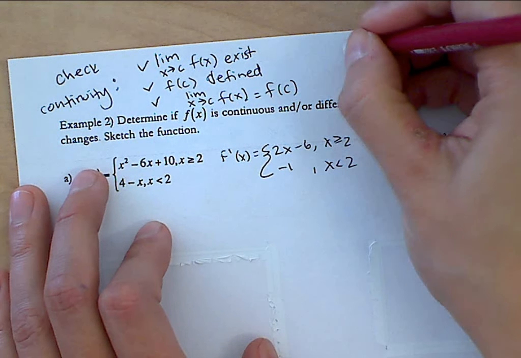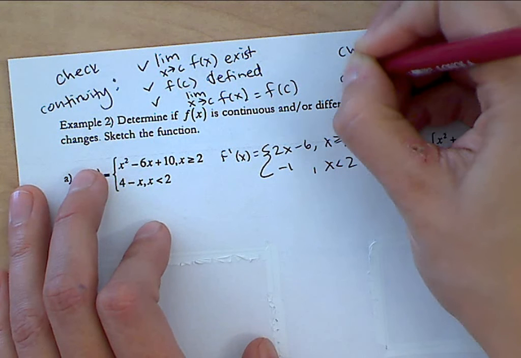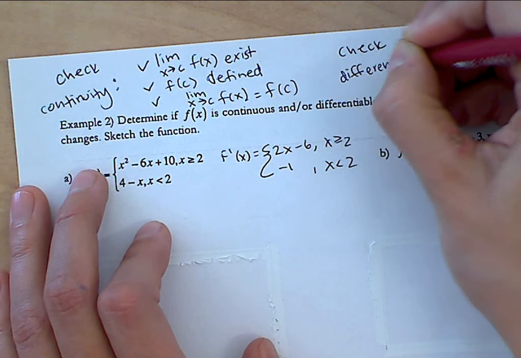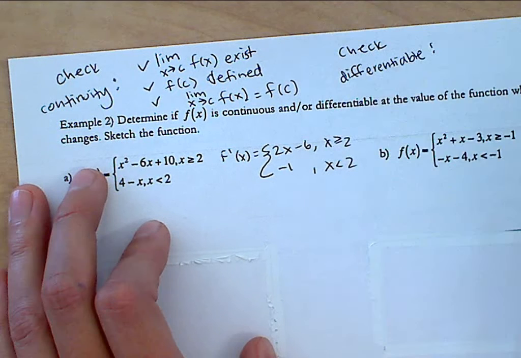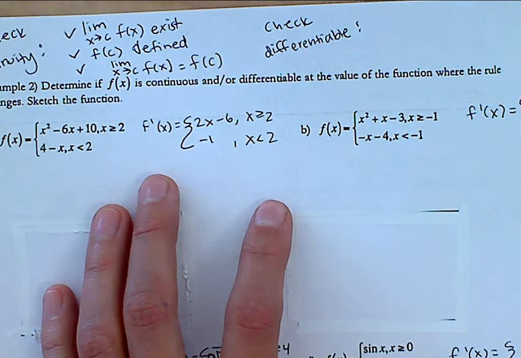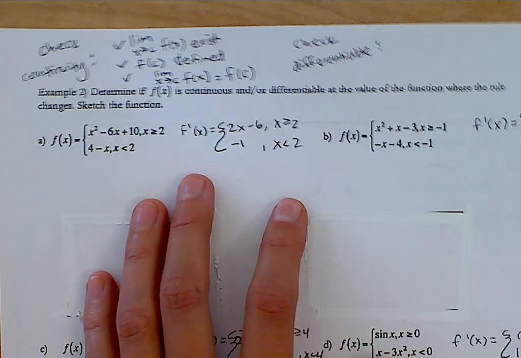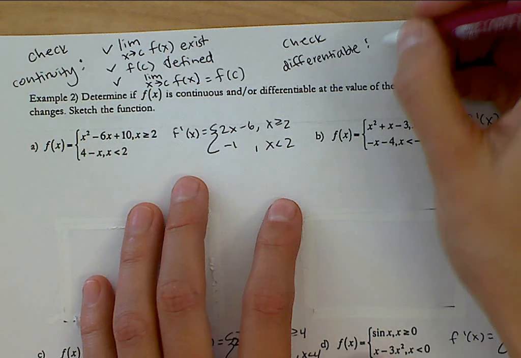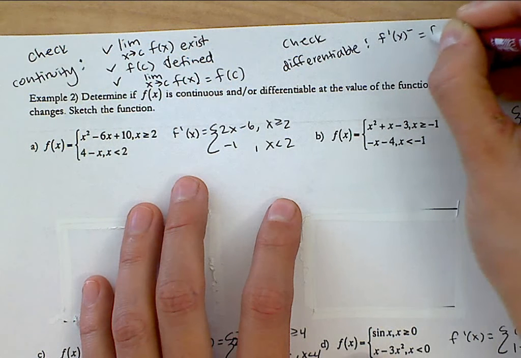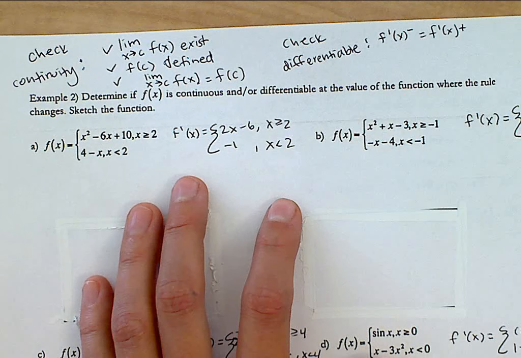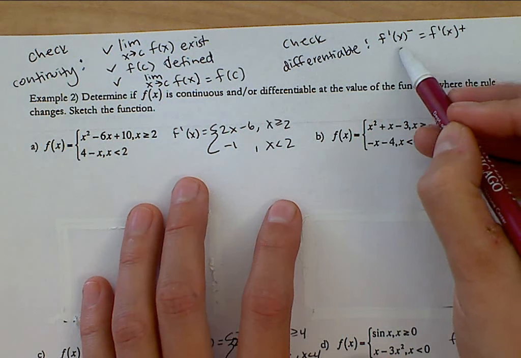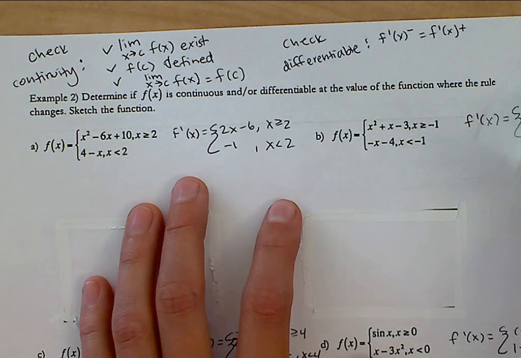In order to check differentiability, we need to check that the left and right hand limits are the same. So we're going to check that f prime of x from the left equals f prime of x from the right. This means that the left-hand derivative equals the derivative from the right, if you want to translate that into words.